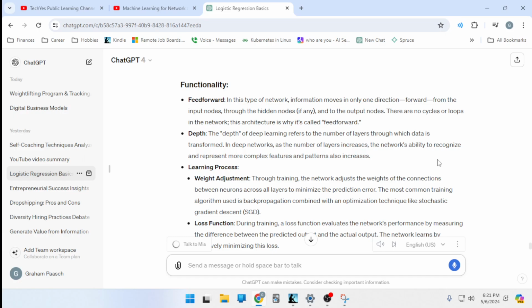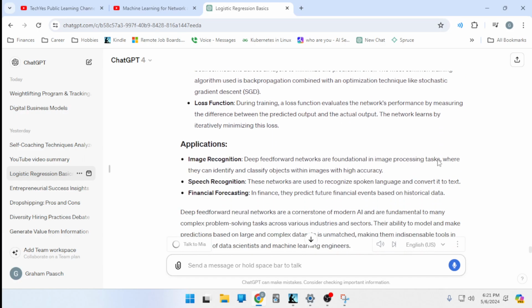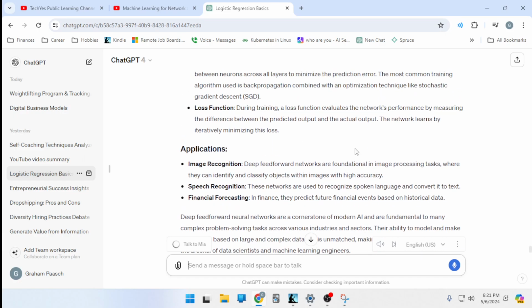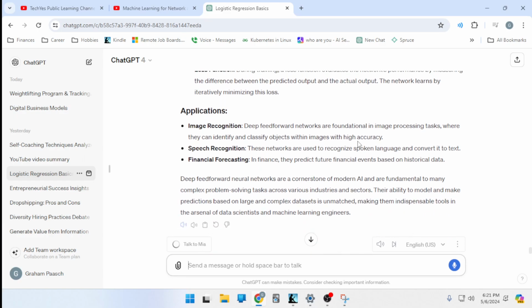Learning process. Weight adjustment. Through training, the network adjusts the weights of the connections between neurons across all layers to minimize the prediction error. The most common training algorithm used is backpropagation combined with an optimization technique like stochastic gradient descent, SGD. Loss function. During training, the loss function evaluates the network's performance by measuring the difference between the predicted output and the actual output. The network learns by iteratively minimizing this loss.